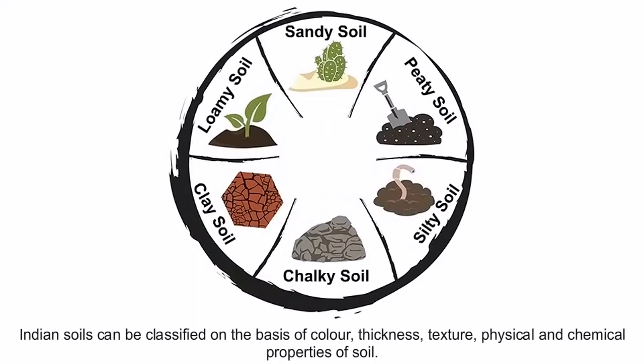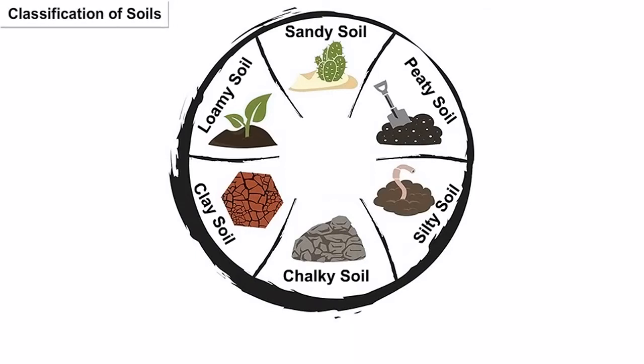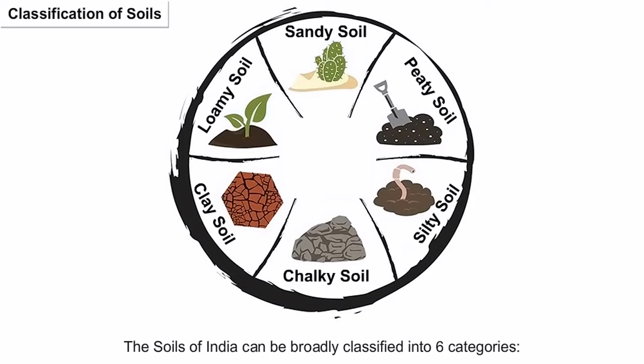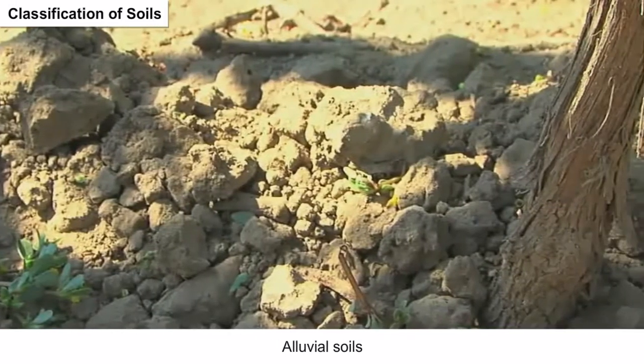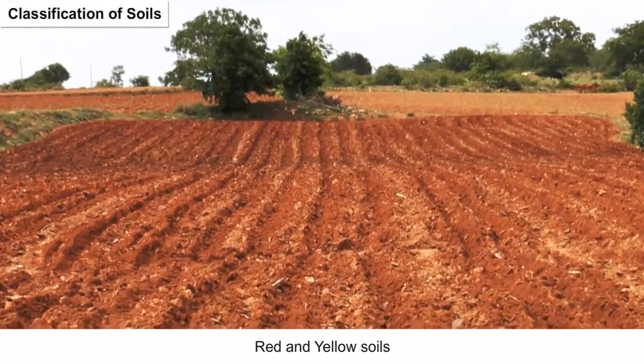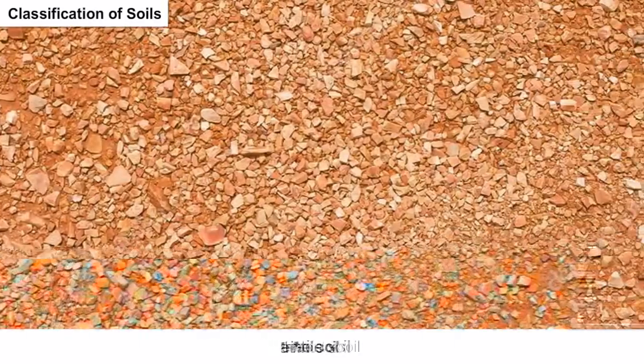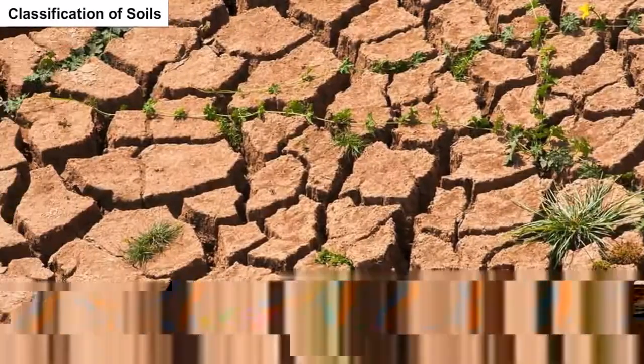Indian soils can be classified on the basis of color, thickness, texture, physical and chemical properties of soil. Classification of soils. The soils of India can be broadly classified into 6 categories. 1. Alluvial soils. 2. Black soil. 3. Red and yellow soils. 4. Laterite soil. 5. Arid soils. 6. Forest soils. Now let us know each of them in brief.